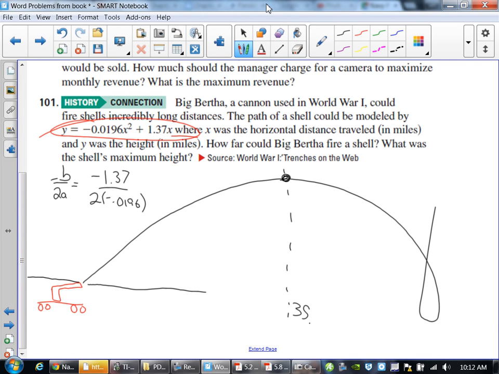So we figured out that the x coordinate there was about 35. If you substitute 35 back into here, it'll tell you how high up it went. What did you guys get for the height? It was like 24 something. It would go up to about 24 miles and come back down. I mean, it was 24.96 or something. So it's using those parts of the quadratic.